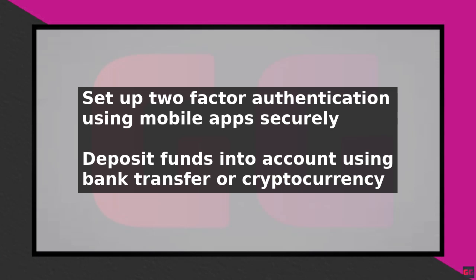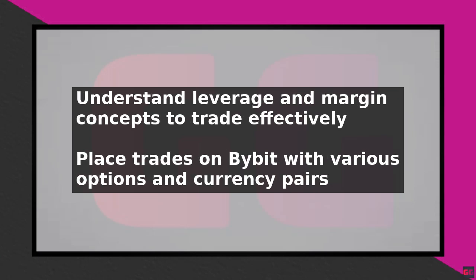Bybit offers a variety of trading options, including spot trading, futures trading, and options trading. To place a trade, go to the trading section and select the type of trade you want to place. Enter the amount you want to trade and the price at which you want to buy or sell.